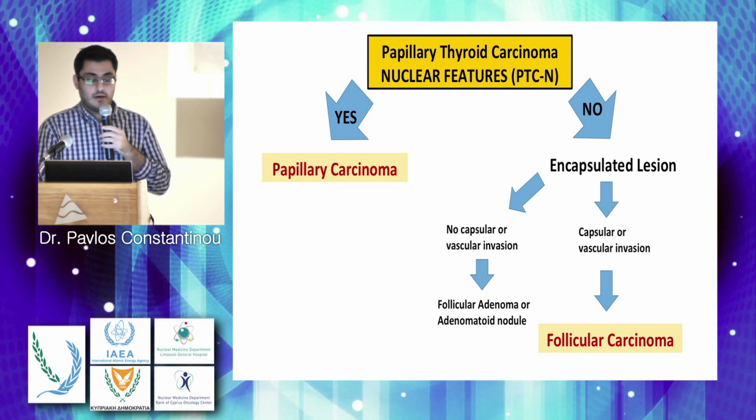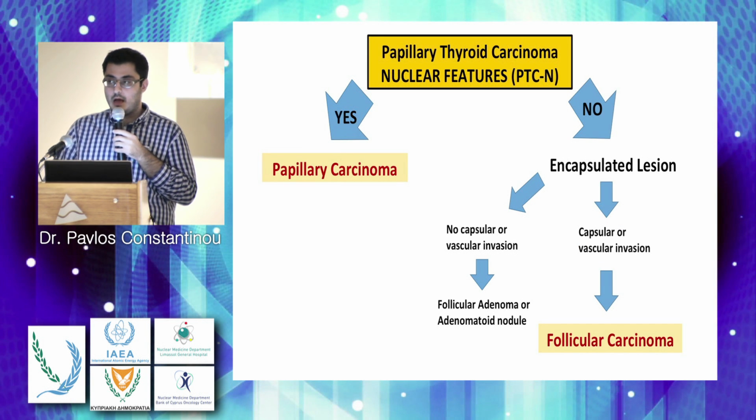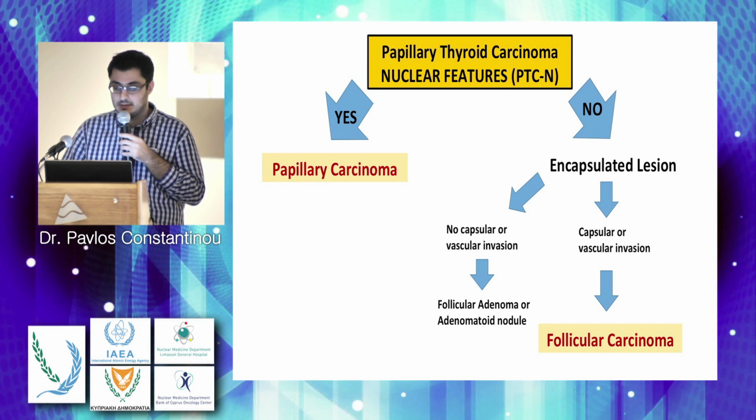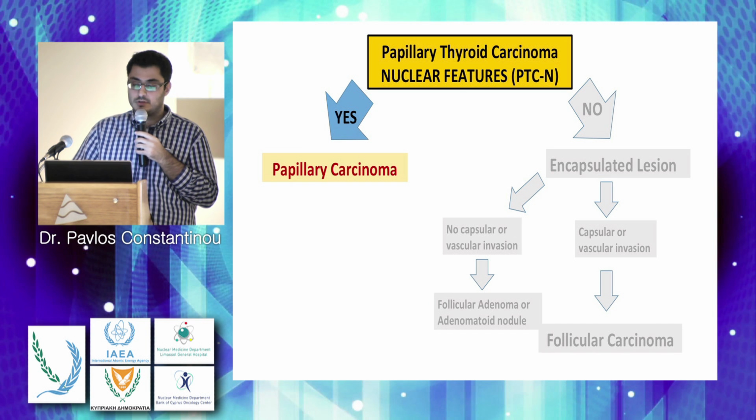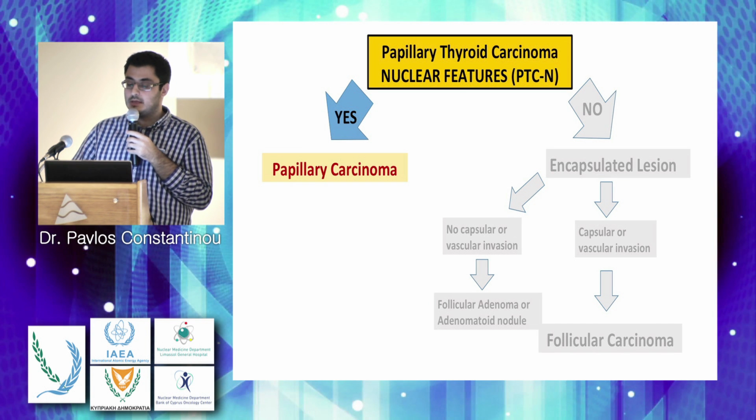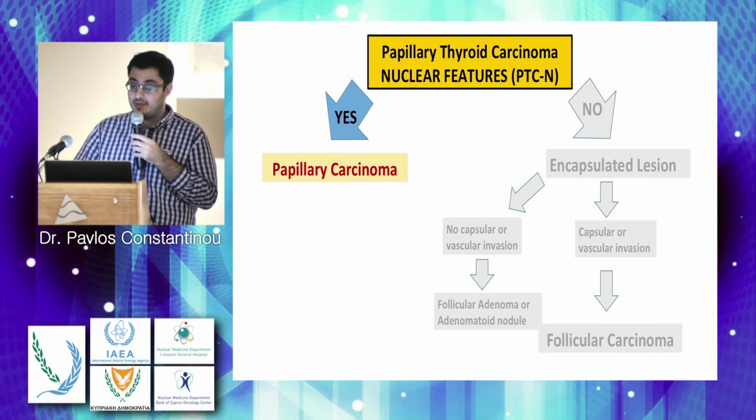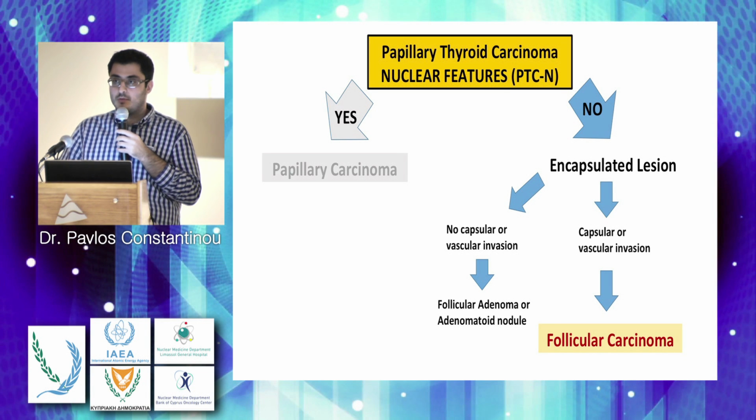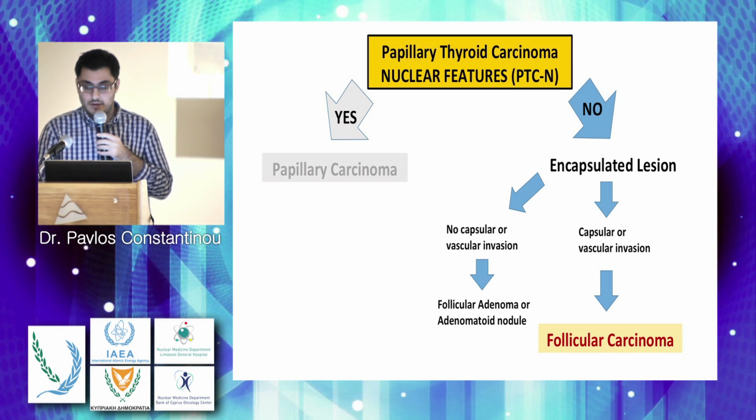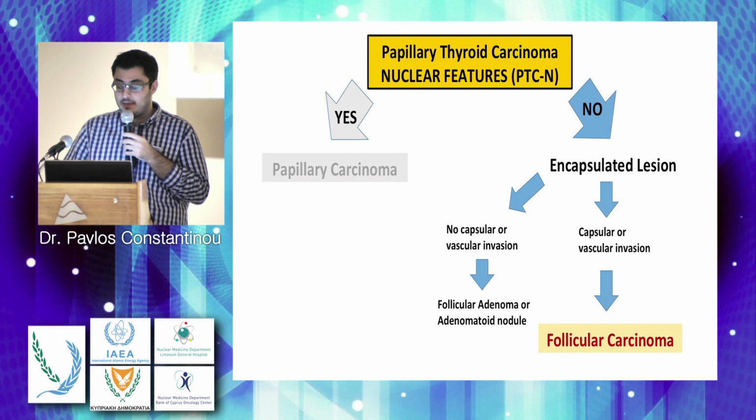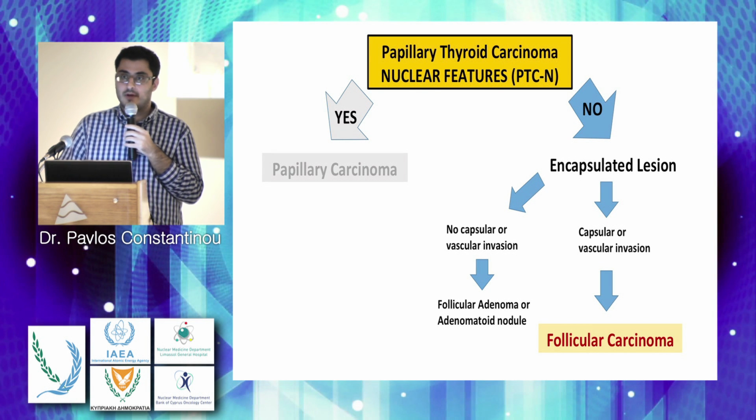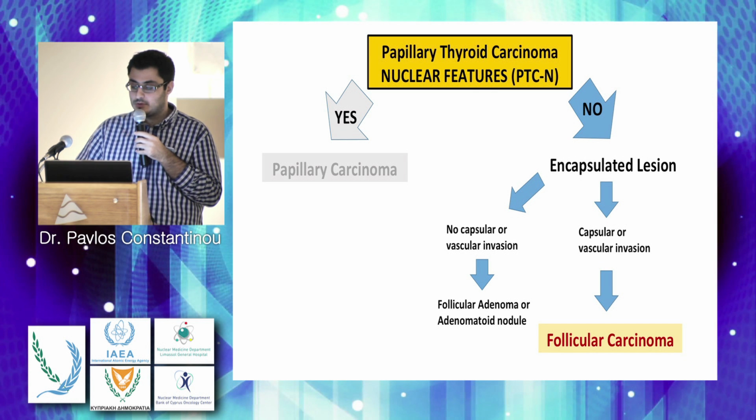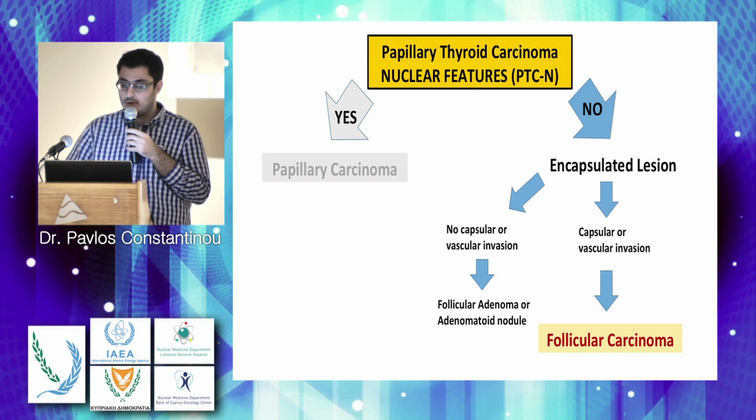This diagram here shows us once again how important the nuclear features are in thyroid gland malignancies. In the presence of those features, the diagnosis is always a papillary carcinoma. In the absence of those features, if we have an encapsulated lesion, then we have to check for capsular or vascular invasion. In the absence of capsular or vascular invasion, we have a benign lesion. But in the presence of capsular or vascular invasion, the diagnosis is a follicular carcinoma.